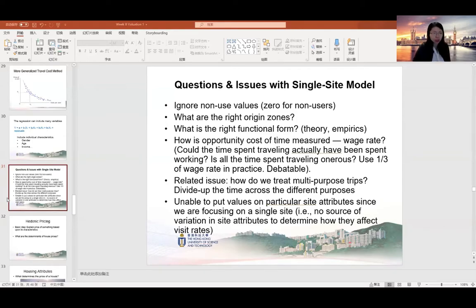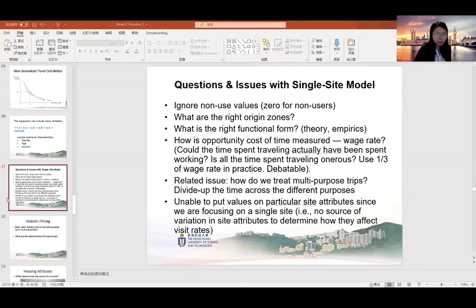A related issue is how do we treat multi-purpose trips? That's another issue. If you go from your home to the beach, then you spend some hours in the seafood restaurants, then go back home, it's hard to know the travel cost across different purposes. You can say we just divide this. Maybe 80% of the motivation of the trip is the beach, 20% is for the restaurants. But unless these people tell you about this, it's impossible for you to know, judging from their behavior.